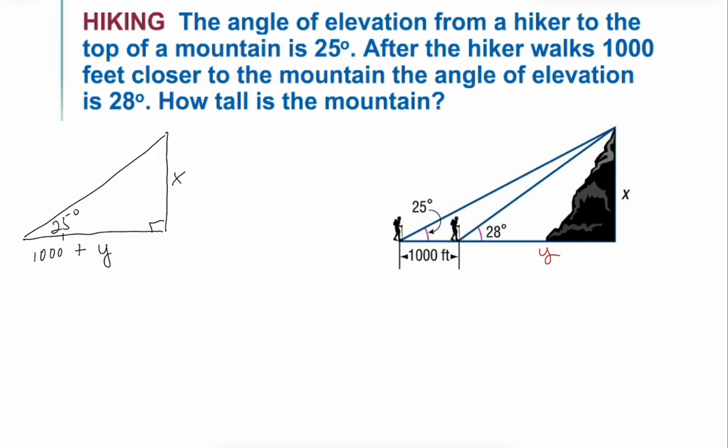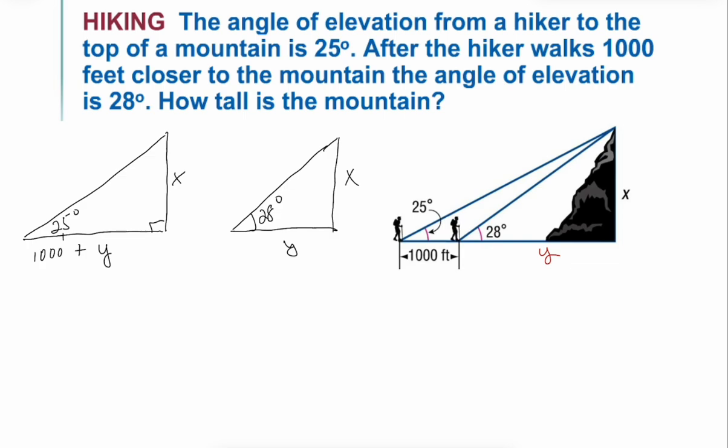Now let's draw the smaller version, when he or she looked up 28 degrees. So the hiker looked up. The mountain is still x high, but this time it's a y.